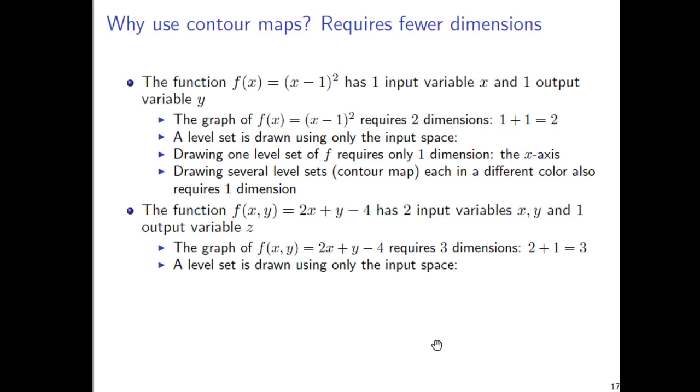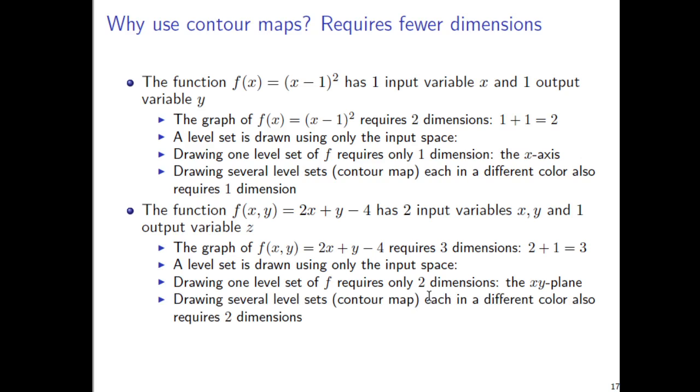So a level set only uses the input space. So since the inputs are the x coordinate and the y coordinate, you'd only need 2 dimensions to draw something involving just the inputs. So drawing a single level set, so fix a z value, well, that's a fixed z value. So you only need to deal with x and y now, right? Only 2 dimensions, xy plane. And if you draw several level sets altogether, that's again called a contour map, and you draw each of the level sets, say, in a different color, then that's only going to require 2 dimensions.